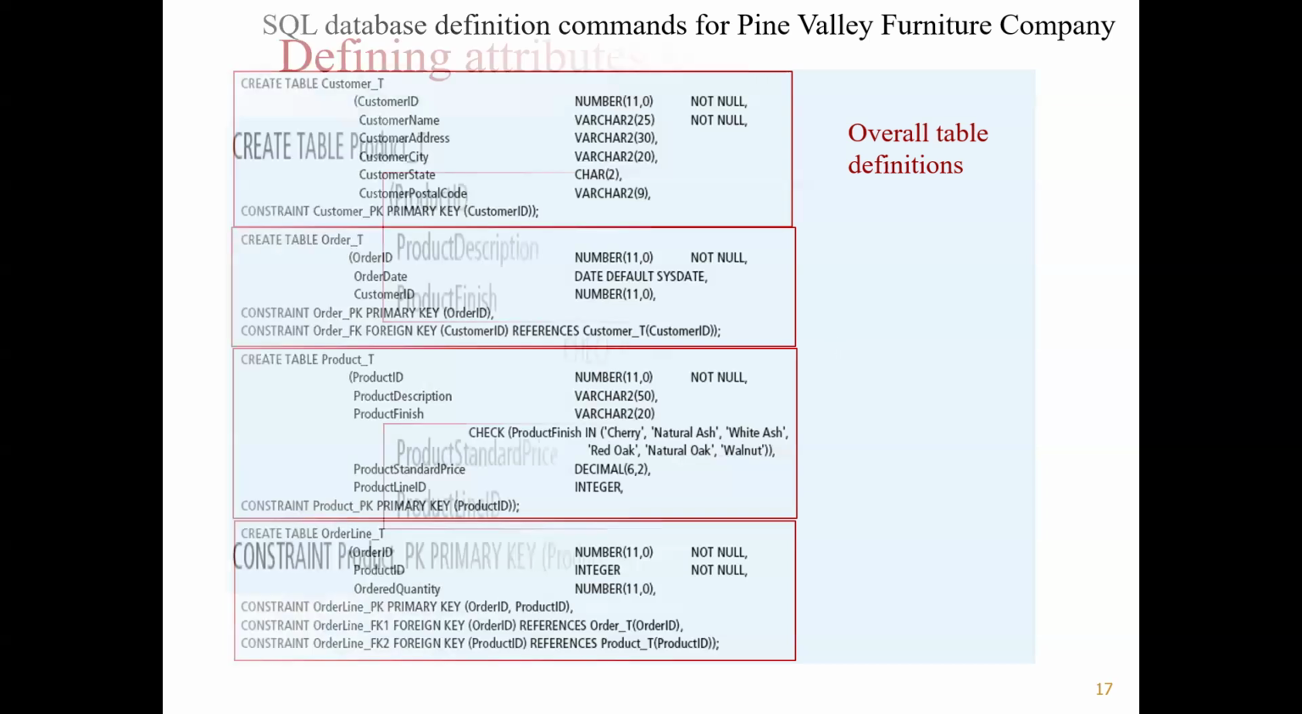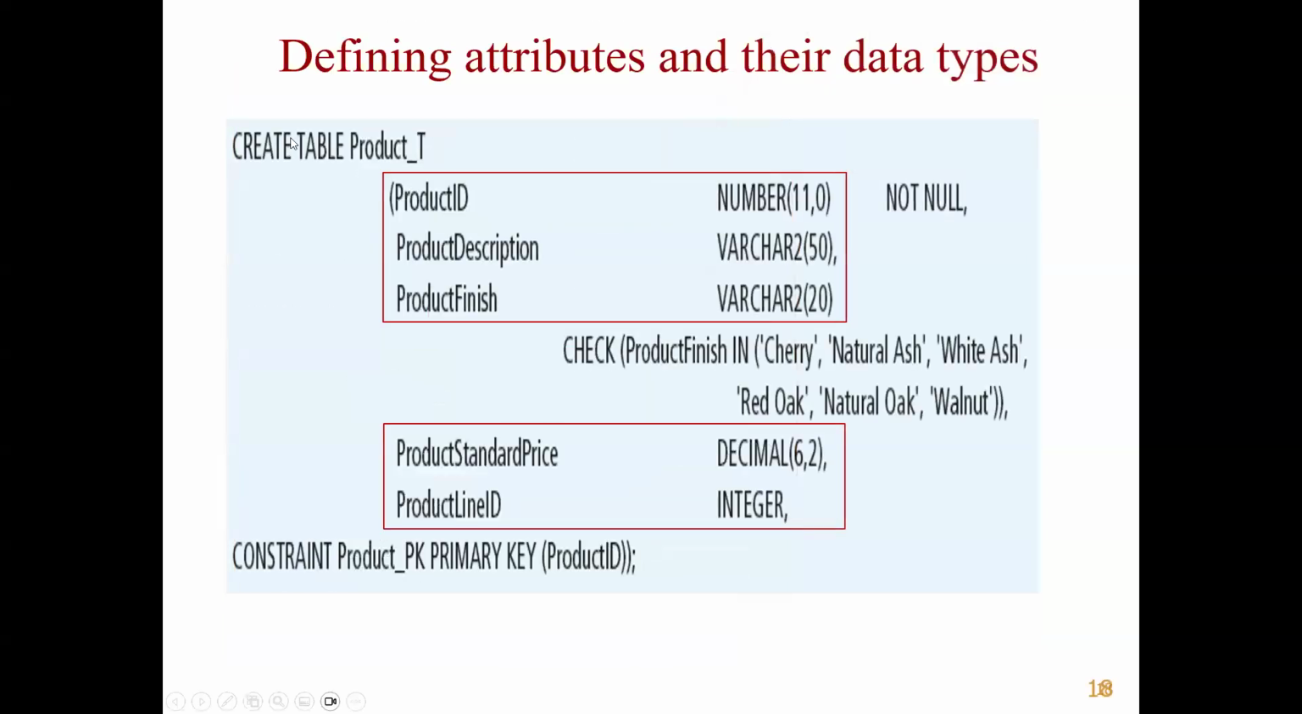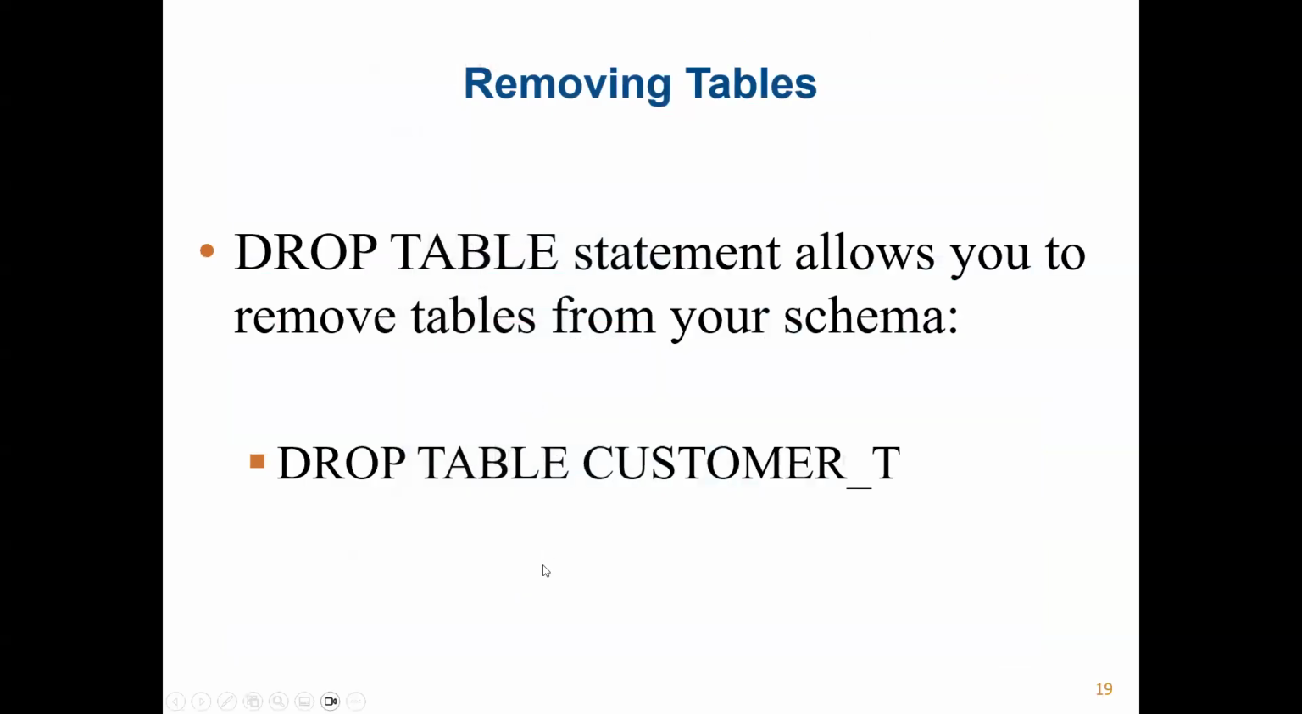Okay, so let's move forward. This is an example of creating the product table. We have product ID, the data type is a number, not null, and the rest. Now, for removing tables, we can use the drop table command. If we say drop table customer T, it means we are removing the table. The drop table statement allows you to remove tables from your schema, or from your database system.